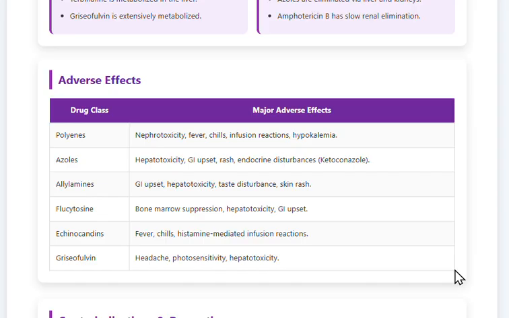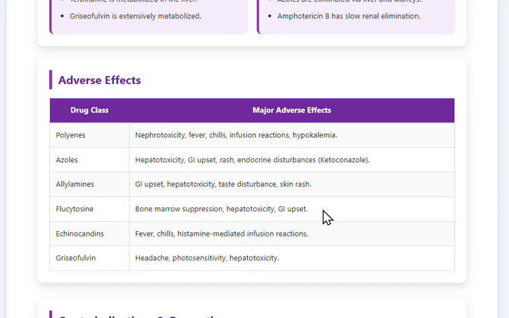Terbinafine commonly causes the following: gastrointestinal discomfort, headache, skin rash, loss of taste, hepatotoxicity. Any persistent alteration in taste or symptoms of liver dysfunction should be reported promptly. Flucytosine may cause bone marrow suppression. This can result in anemia, leukopenia, thrombocytopenia. Regular complete blood counts are recommended during therapy.